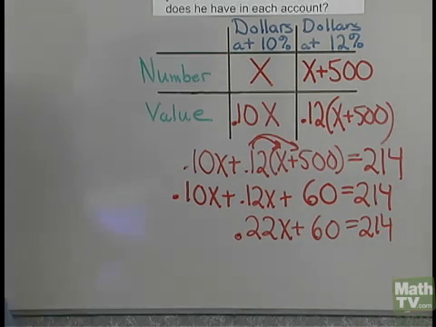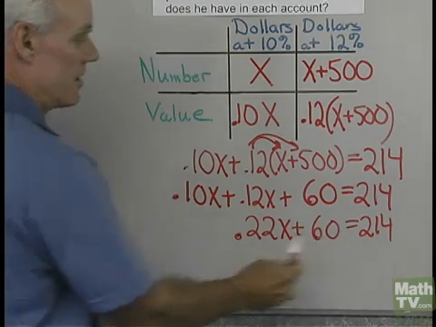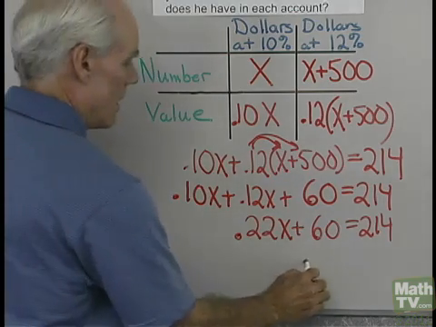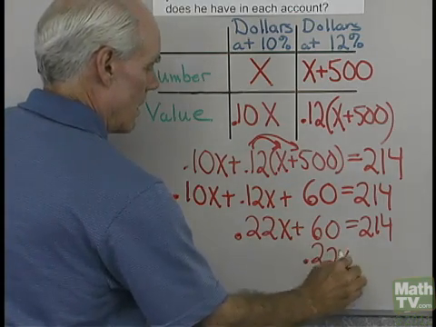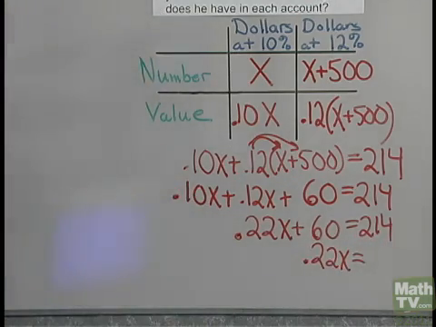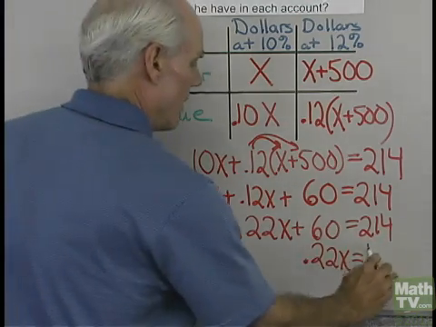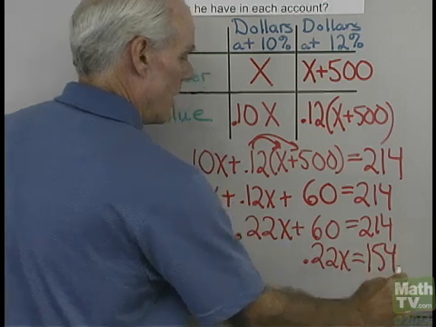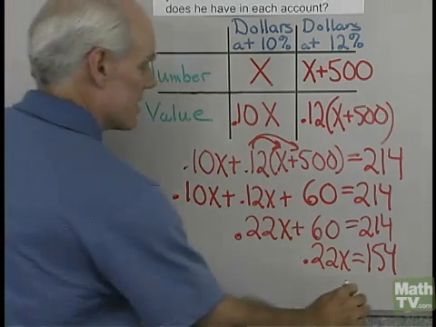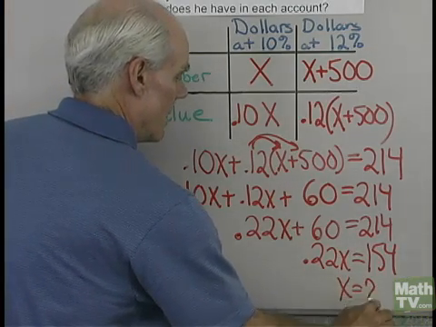Okay, we got the camera moved up, thank you. I'll add negative 60 to both sides here and get 0.22x is equal to 214 subtract 60, which is going to be 154. Now I'll divide both sides by 0.22 and I'll end up with x is equal to 700.